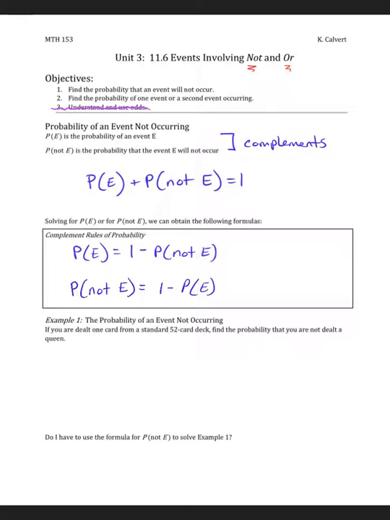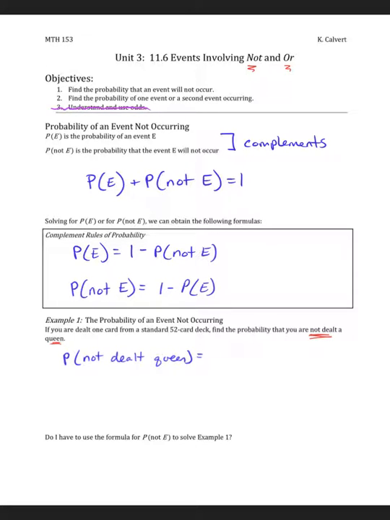So the first one here: if you're dealt one card from a standard 52 card deck, we want to find the probability that you are not dealt a queen. So we want to find the probability of not being dealt a queen. That's what we want to think about.